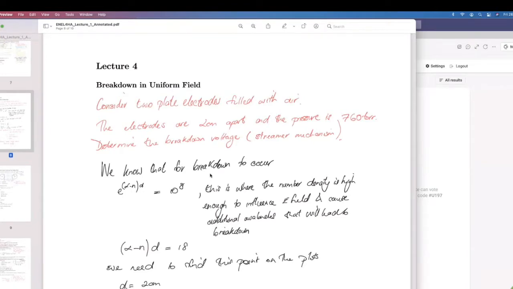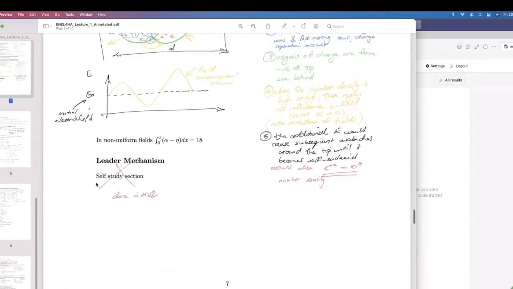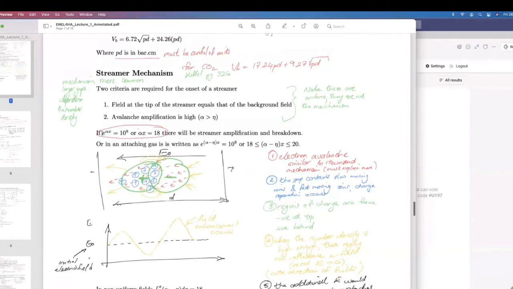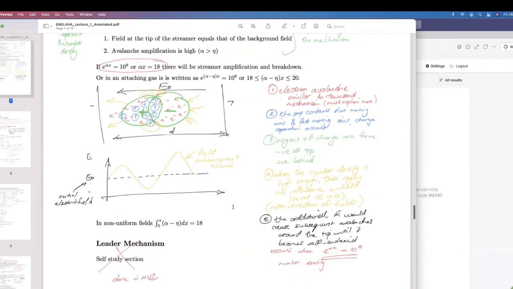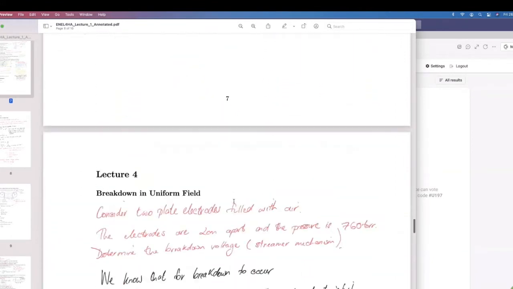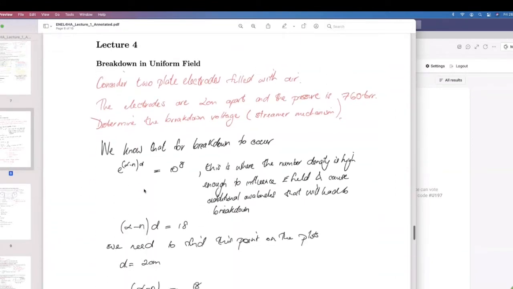We're considering two plate electrodes filled with air. The electrodes are 2 centimeters apart and the pressure is 760 torr. Determine the breakdown voltage, and in brackets I've put streamer mechanism. Right, so recall that last time there's a criteria for the streamer mechanism. So we're going to use that.